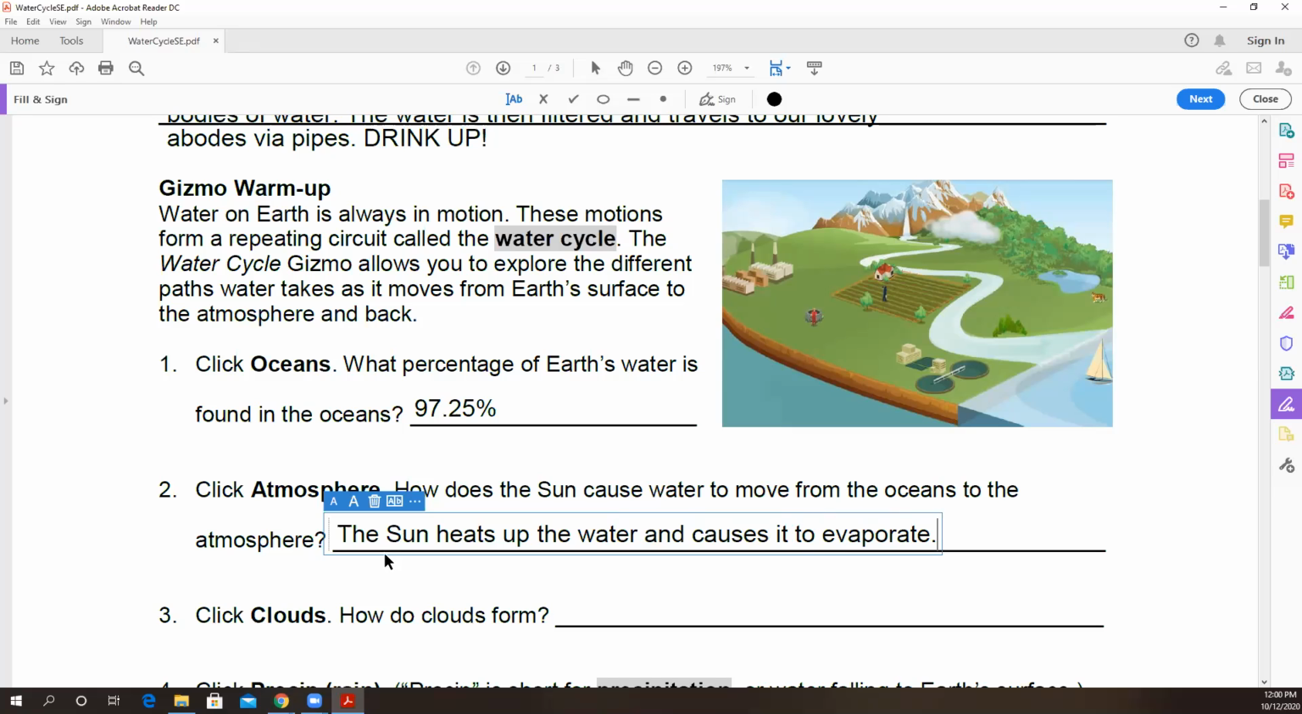So you should be writing what I write. Do you see how I'm writing in complete sentences? That's what's expected of you. You will not get full credit unless I see full sentences. We know what that means: capital letters, punctuation, a subject, a predicate.